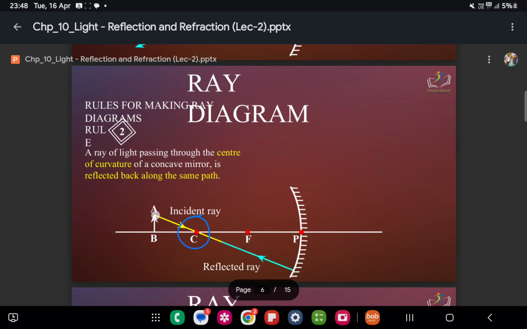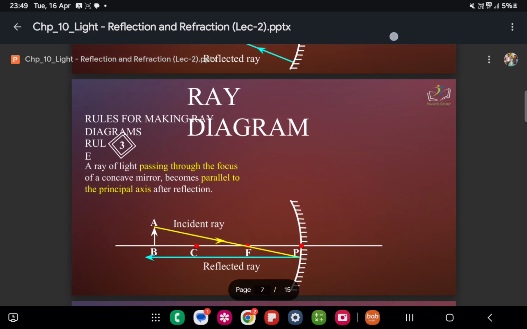Any incident ray that passes through the center of curvature will rebound back along its own path. It comes back along the same path, reflected back along the same path when the light passes through the center of curvature. This is important. This is the second rule.